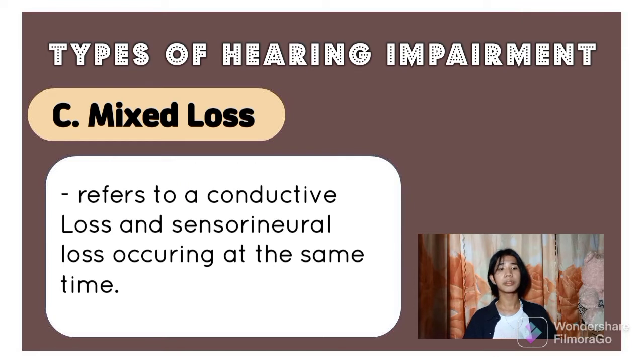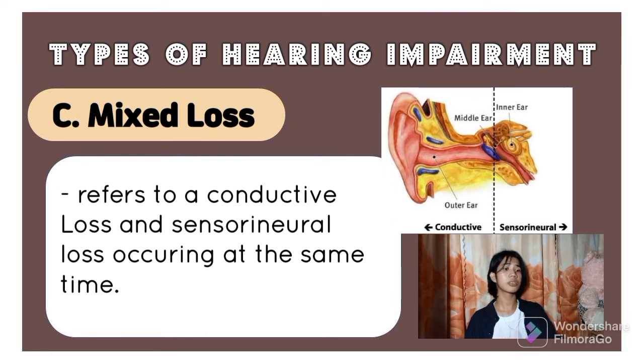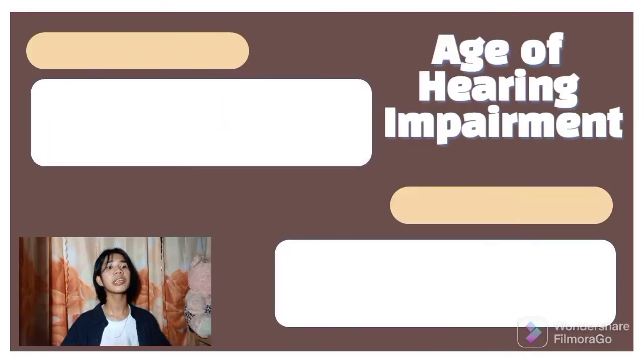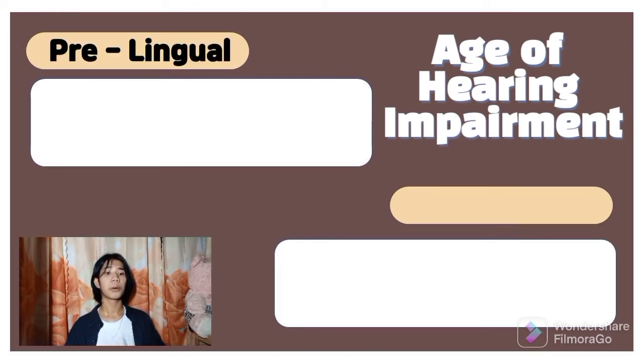And the third and last type is mixed loss. It refers to conductive loss and sensorineural loss occurring at the same time. When we talk about this hearing loss, it is the combination of two hearing impairments, the conductive loss and sensorineural loss, okay? In hearing impairment, we also have two ages of onset, prelingual and postlingual.